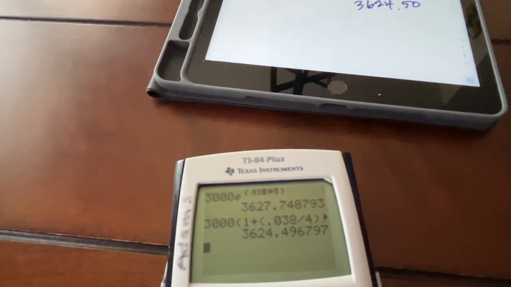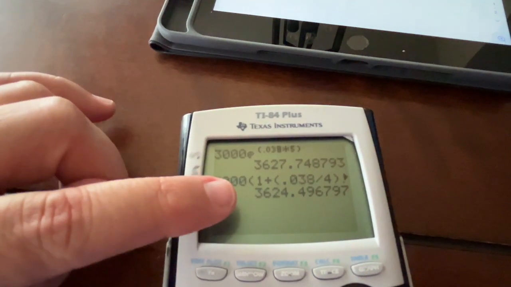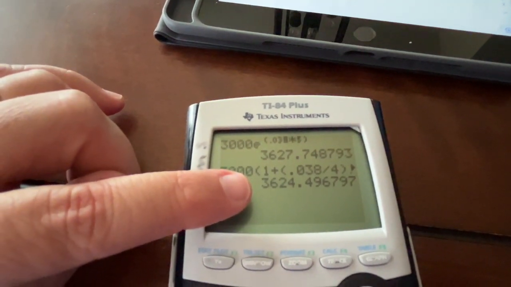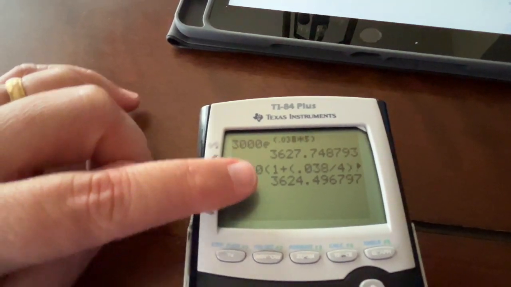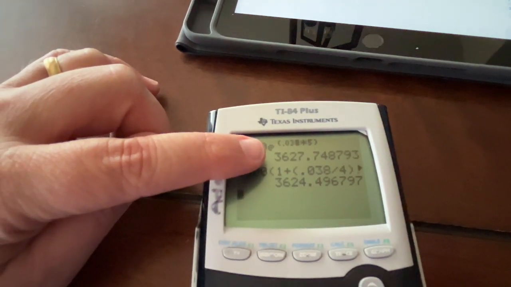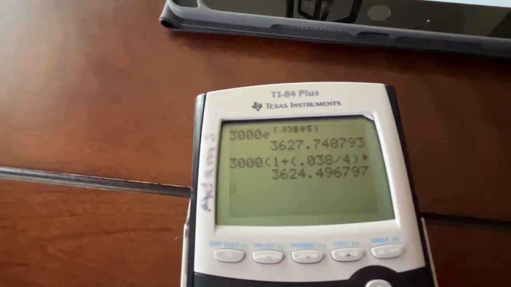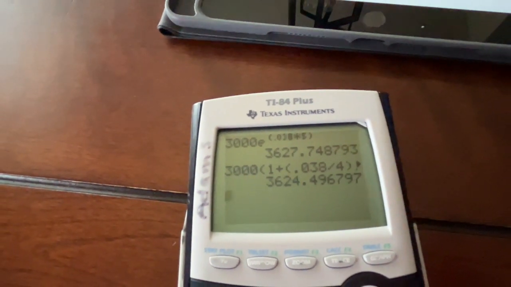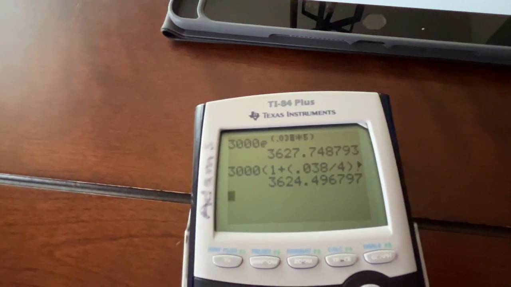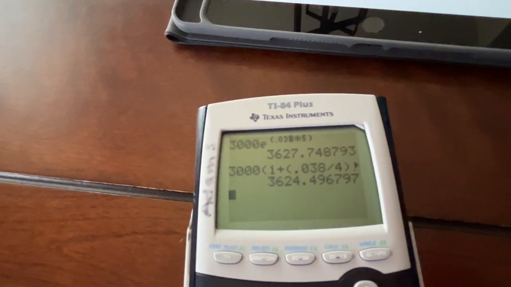So what I have here in the calculator is the amount of money you would have after 5 years if the interest is just compounded quarterly. This is what it would be if it was compounded continuously. So notice it's about a $3 difference. So there is a benefit if you're earning the interest. There's a benefit to the interest being compounded more often. So continuously is more often than just every quarter.